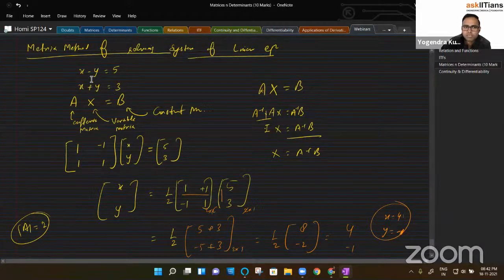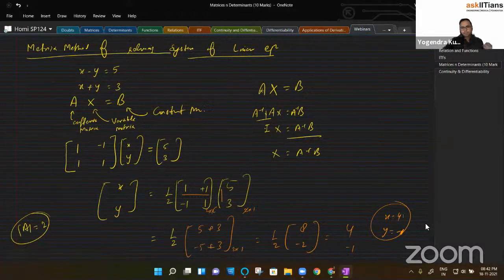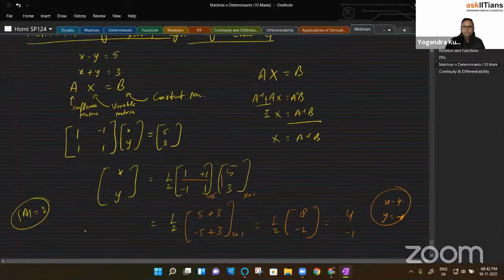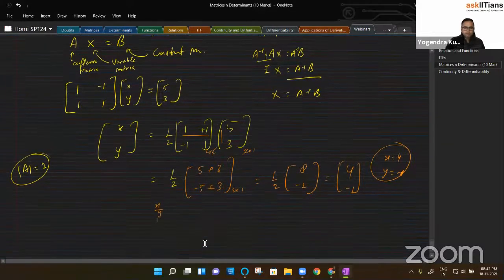If you solve these equations by the elimination method, you are getting 4 and -1 as the answer for x and y, right? Clear? Very easy, because finally we got the matrix as this. And what was there? X by y.